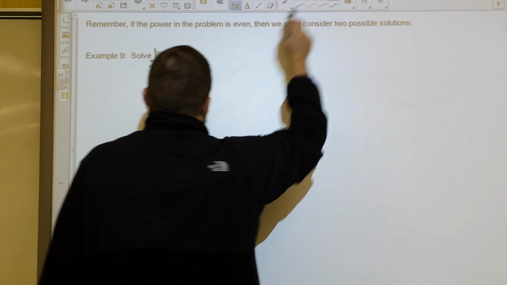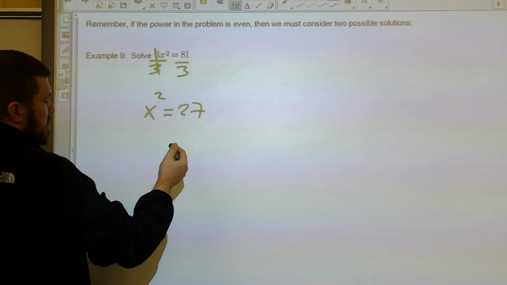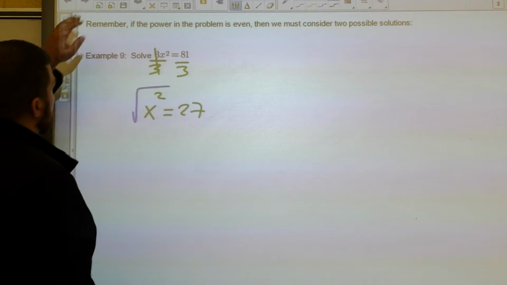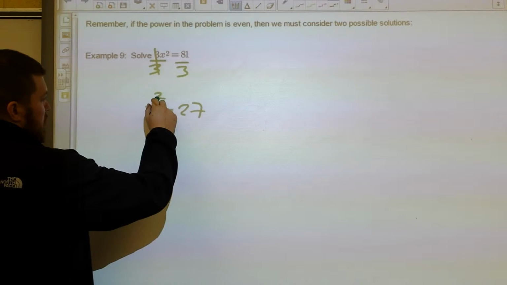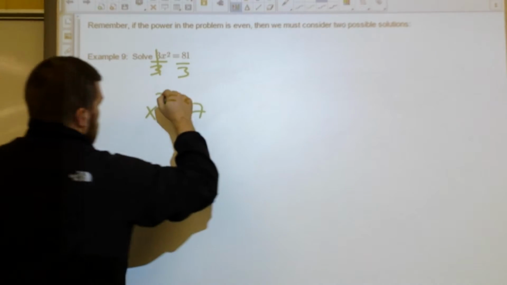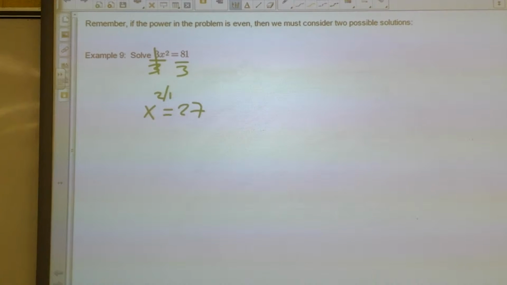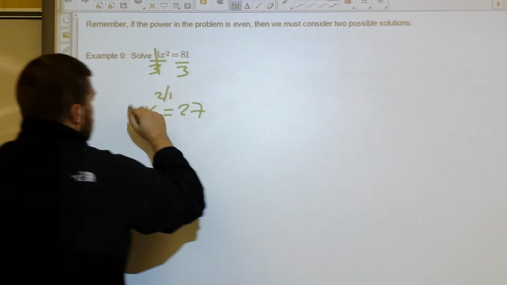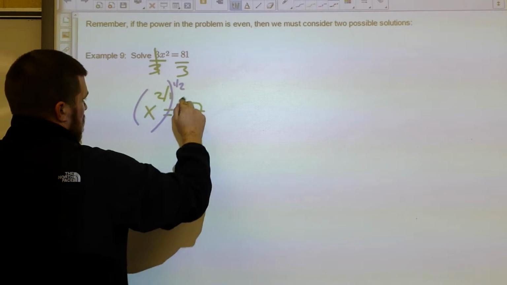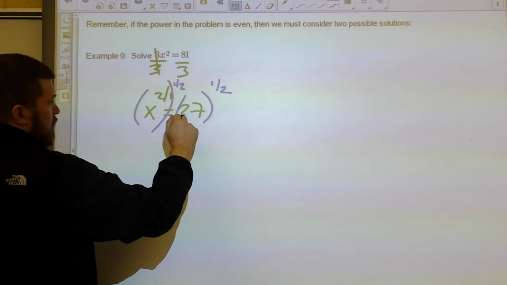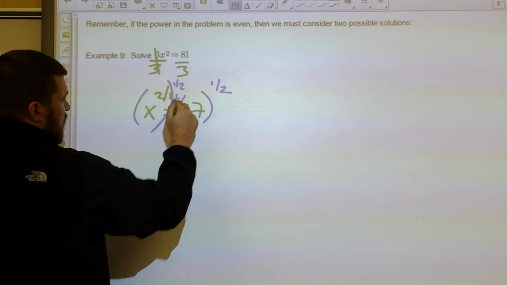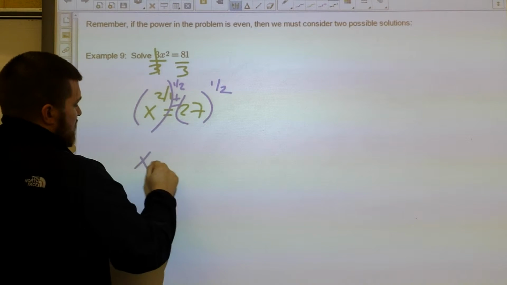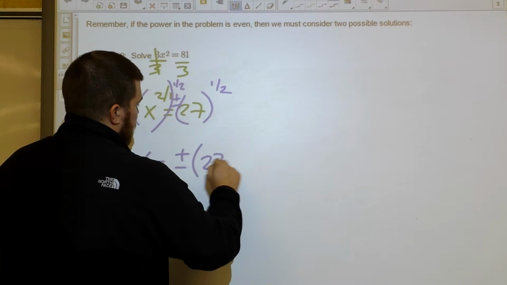Again, our power in this problem is even, so like we just said, we've got to consider 2 solutions. So that means when I take the square root and cancel it out, or sorry, not square root, I'm thinking of something else. First off, we want to write 2 as a fraction. 2 is a fraction, so 2/1. That tells me I'm going to have to use the 1/2 power on each side to cancel it out. But when I do the 1/2 power, since I have 2 solutions, I need to think about plus or minus.